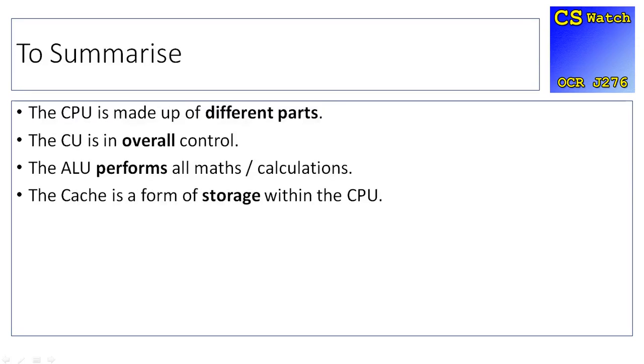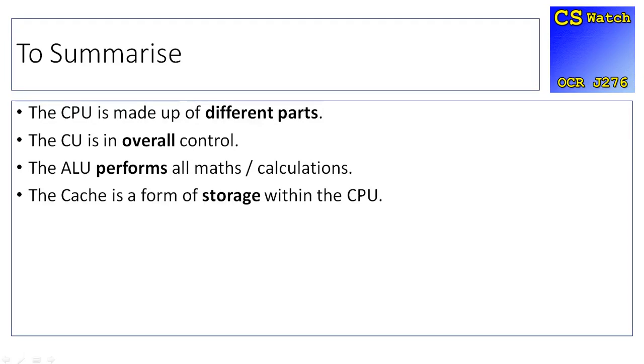All these things come together to make a CPU. The CPU is made up of different parts. We've got the control unit, which is an overall control, the ALU, which performs all the mathsy, all the calculations side of things, and the cache is a form of storage. With these three things coming together, we then get a working CPU.